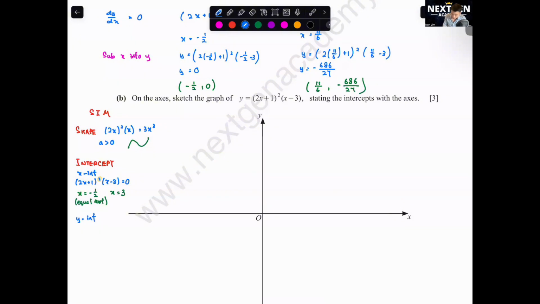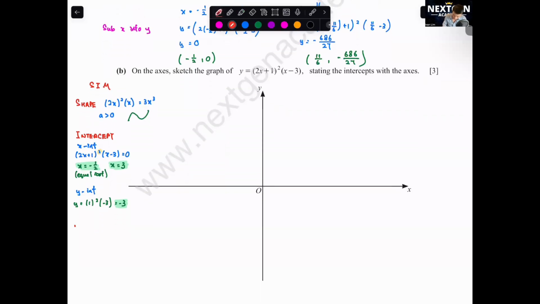Next one, y-intercept is when your x equals to 0. So you're going to sub in 0 here. Y equals 1 squared times minus 3, which you'll get minus 3. So you got a few of these points that are important. Y equals negative 3, x is negative 1 over 2 or negative 0.5, and x equals 3. All these you have to label down.